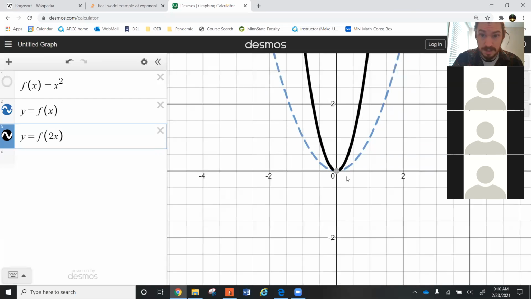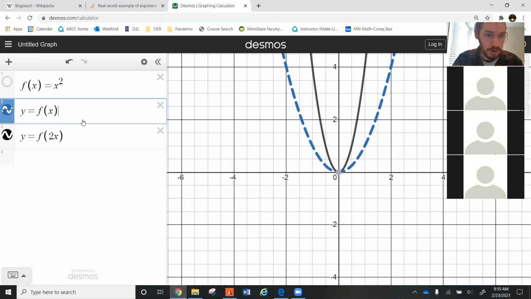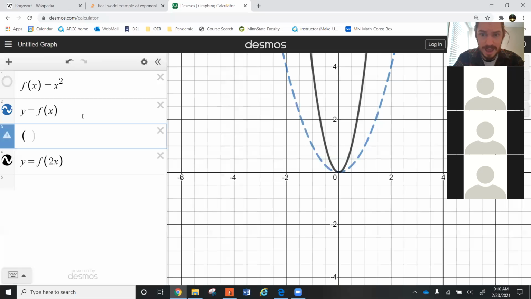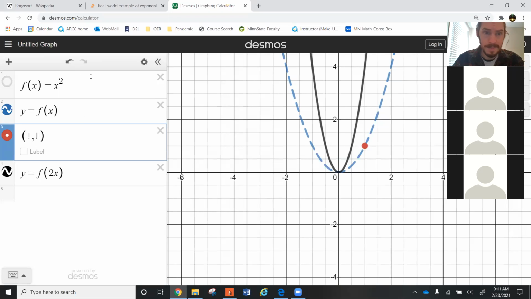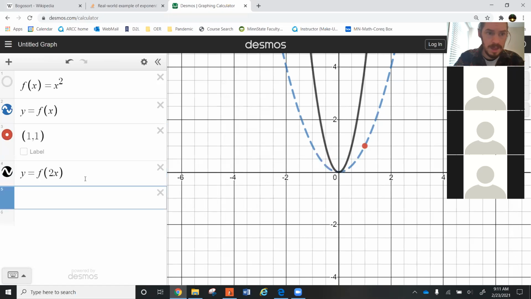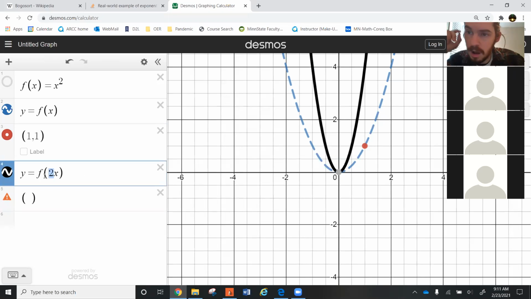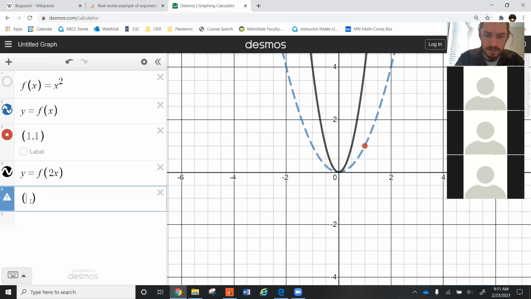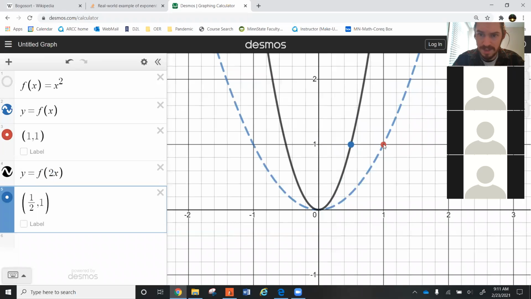Here's how I would interpret this. The original graph here had a point on it at 1, 1. That point was on the original graph. What happens when you multiply x by 2 is that all the x values get cut in half. That point has been moved now to 1/2, comma 1. That's the point on the new graph over here. So check this out. It was at 1, 1, and now it's moved to 1/2, 1.